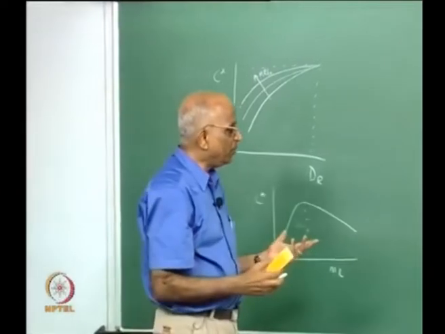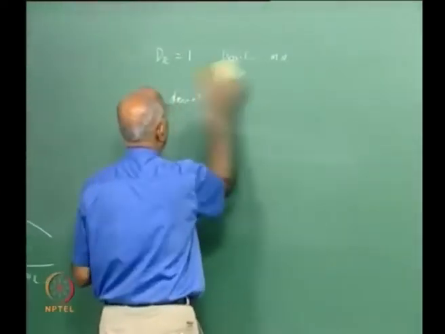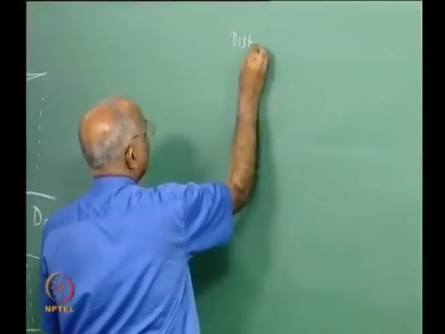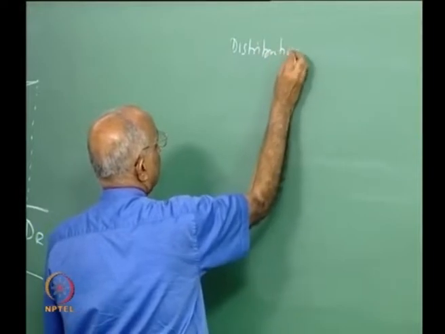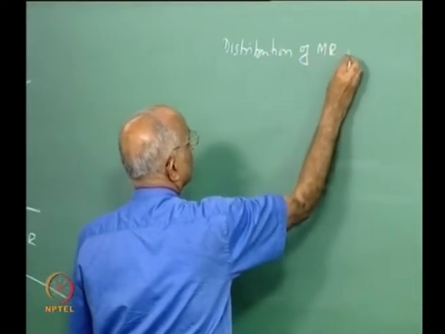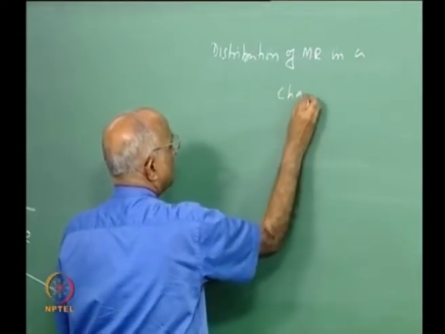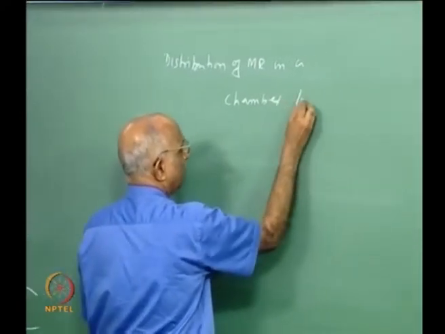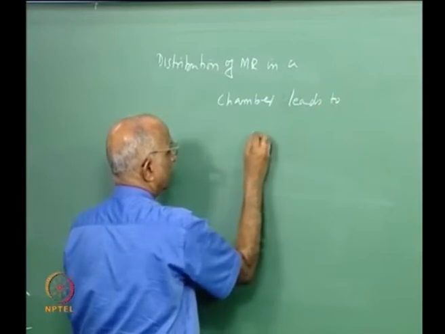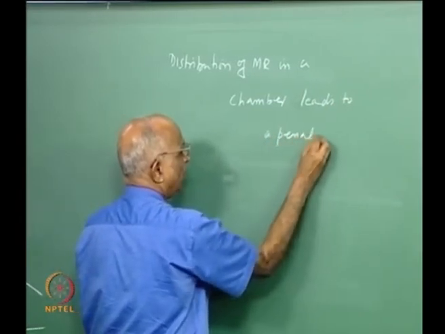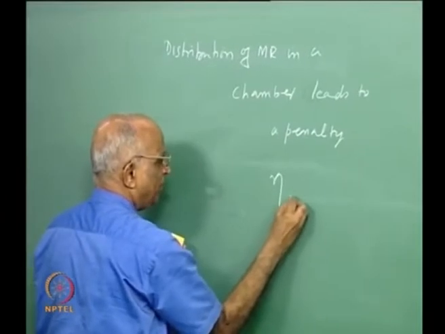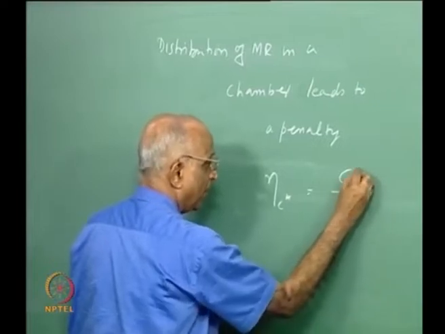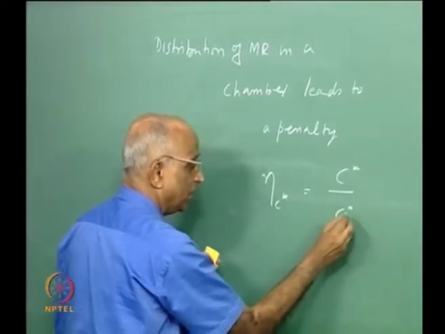This is all about distribution, which causes a penalty. That means, what is it we are telling? The maldistribution or distribution of mixture ratio in the combustion chamber or thrust chamber is a cause of concern and leads to a penalty. And how do you qualify this penalty? In terms of efficiency, which is the real value of c star due to distribution divided by the value of c star at the nominal injection value.